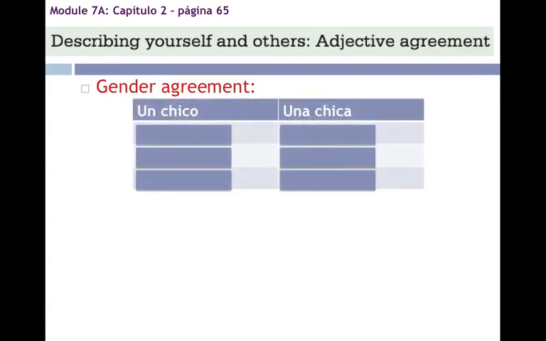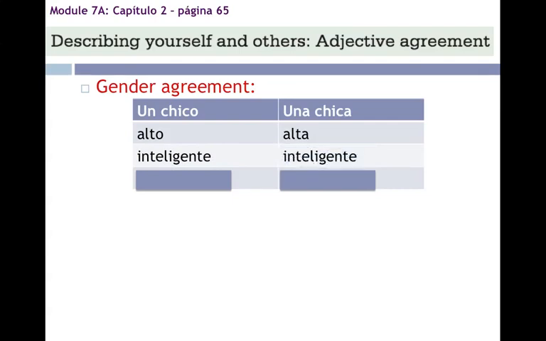So gender agreement, we have un chico, una chica. Let's say we wanted to say a tall boy, un chico alto. How would we say a tall girl, una chica alta? How about an intelligent, a smart boy, un chico inteligente? Does anything happen to una chica inteligente with chica? Nope, it ends in an E, so it stays the same.